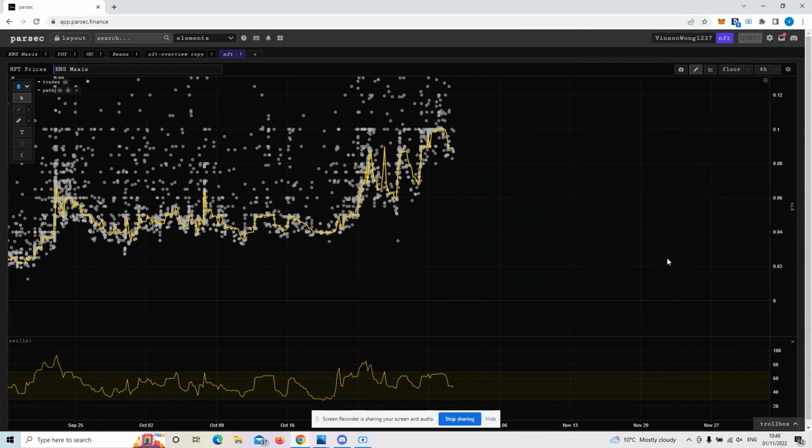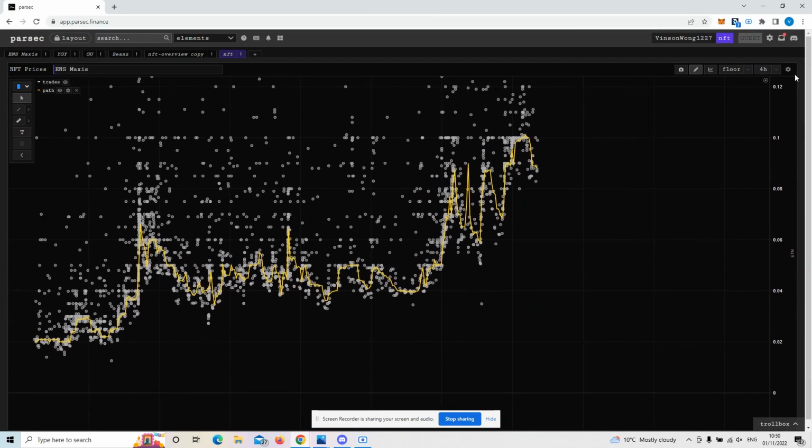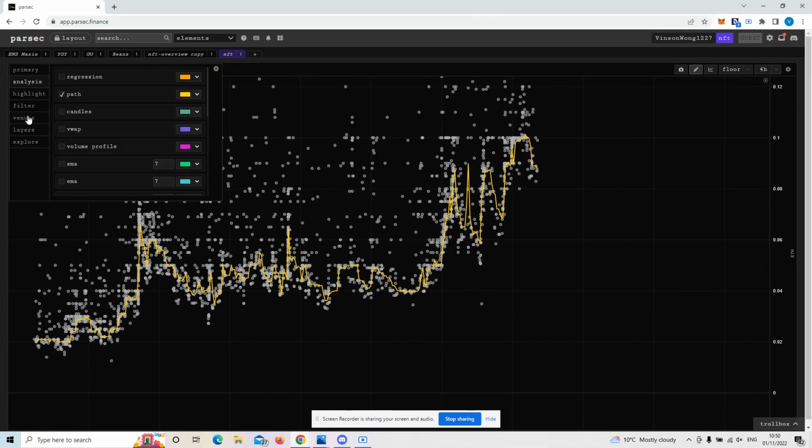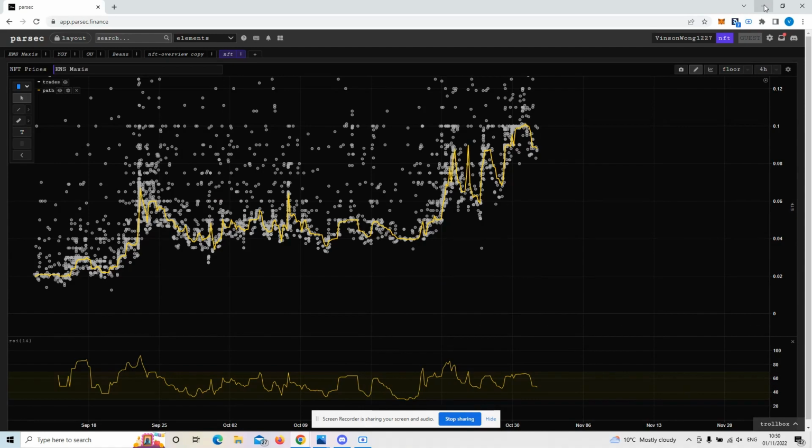Hey everyone, today I'm going to go over how to use RSI as your buy or sell signal. First off, I'll show you guys how to pull up the RSI indicator. First of all, you'll need Parsec.finance. Basically you just log into it, pull up the charts, and you can come to settings here on the top right corner, then find analysis and click RSI. So that's how you pull it up.